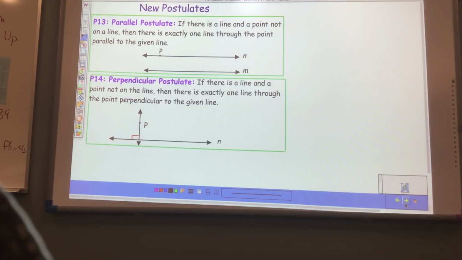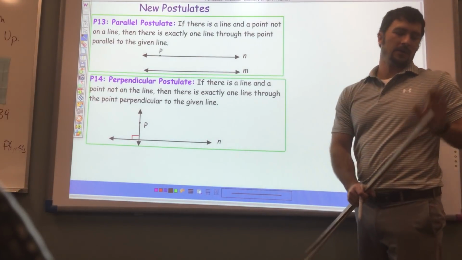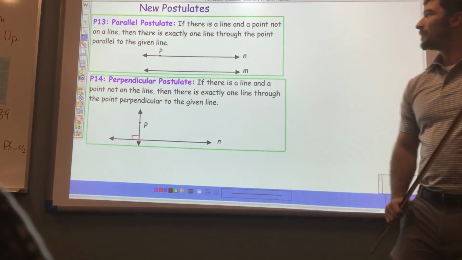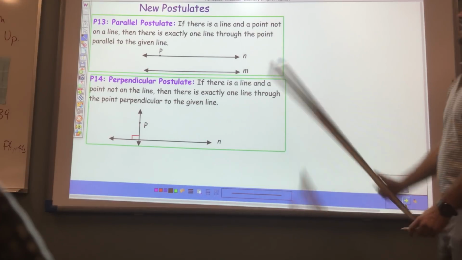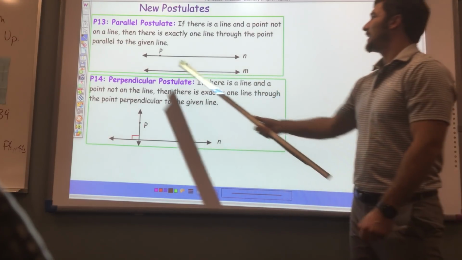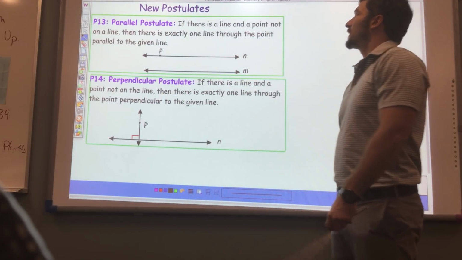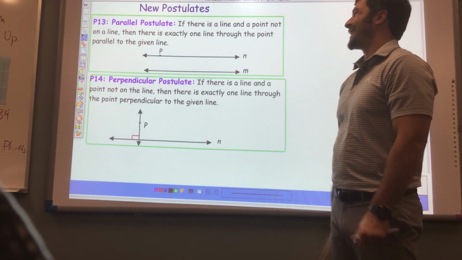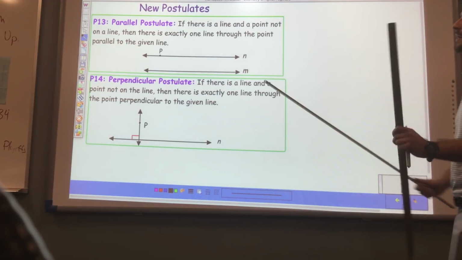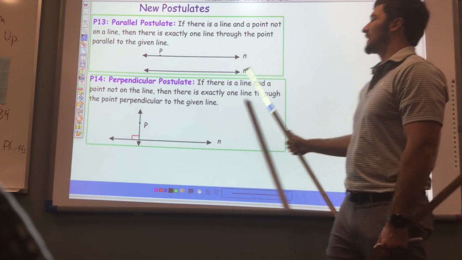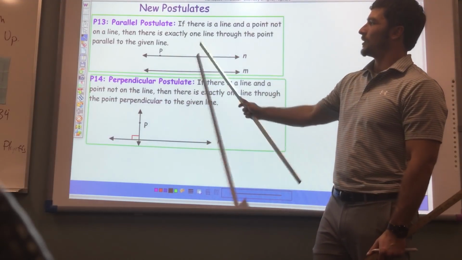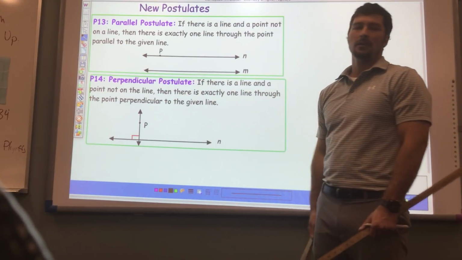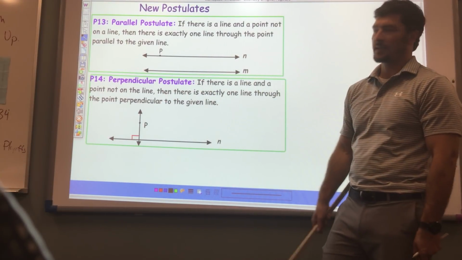We have a couple new postulates. If you want to go ahead and pause the video now and copy those down, otherwise you can come back and copy them later. We have the parallel postulate, which says if there's a line, so here we have a point P, we have a line M. If there's a line and a point that's not on that line, so P's not on M, then there's exactly one line through that point that's parallel to your given line. So M's the given line. This is saying that if you put a point somewhere off of M, there's only one line that can go through that point that's parallel to line M. So that would be line N in this case.